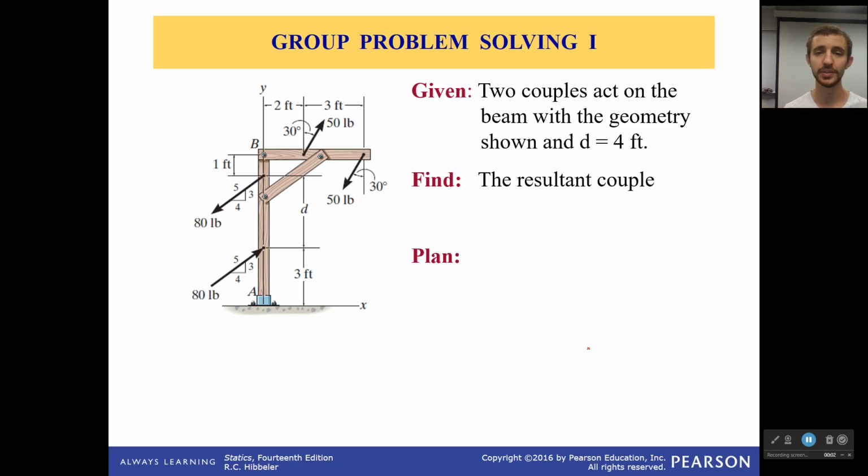Hello everyone, welcome back. So now we're going to be doing another problem with couple moments. This time we're going to be using the scalar method to solve for this. Now, what we're trying to do is figure out the couple moment caused by these forces.